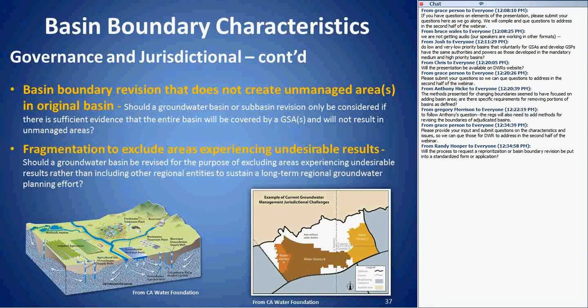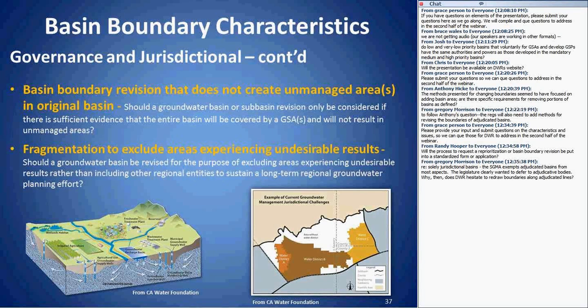A few more jurisdictional characteristics. The department feels it's a potential advantage that basin boundary revisions do not create unmanaged areas. So, back to fragmentation, we feel that basin boundaries should not create unmanaged areas because that goes against the intent of statewide sustainable groundwater management and could potentially lead to state intervention down the road if there are unmanaged areas that are not picked up by the counties.